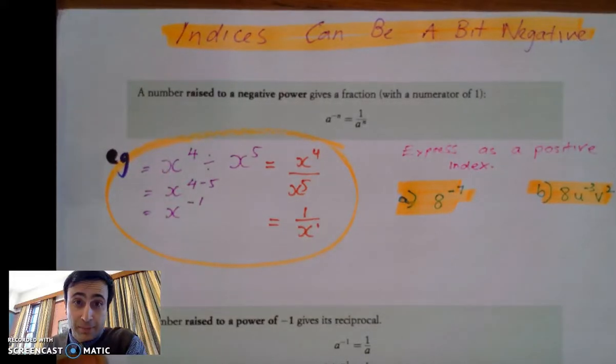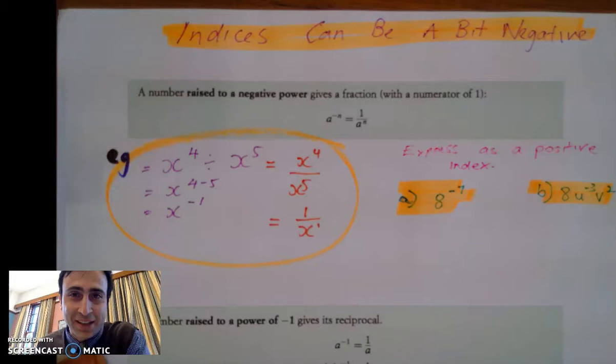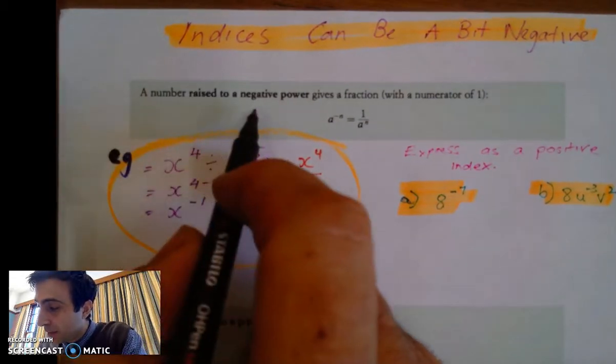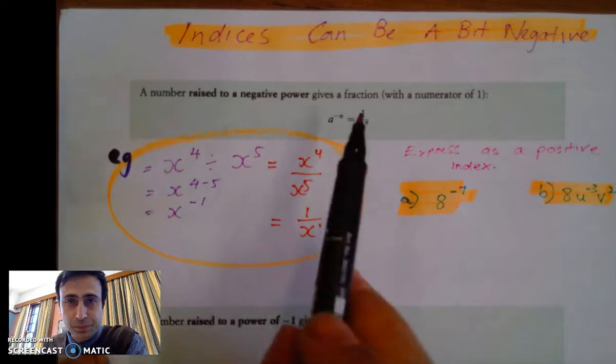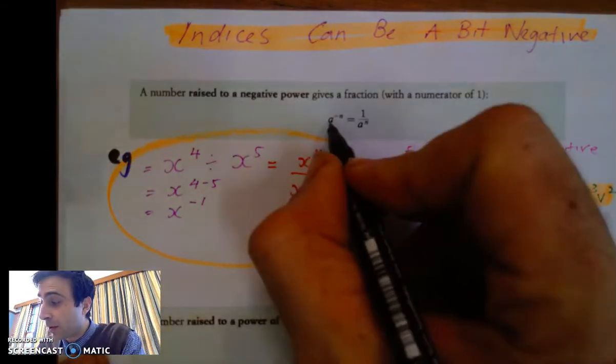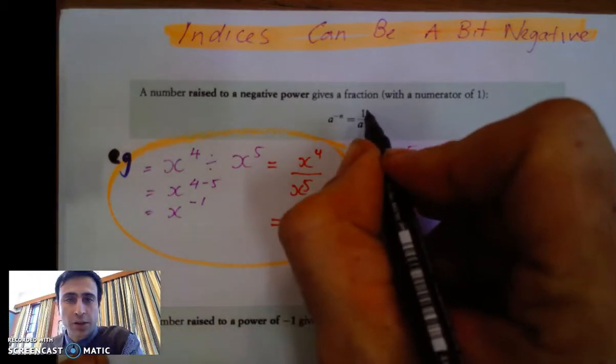Hi there everybody. Let's do this video on indices that can be a bit negative. That's actually a bit of a joke, because today's video is on negative indices. A number raised to a negative power gives a fraction. By that I mean a to the negative n is just 1 on a to the n. Now let's go through the proof of that.